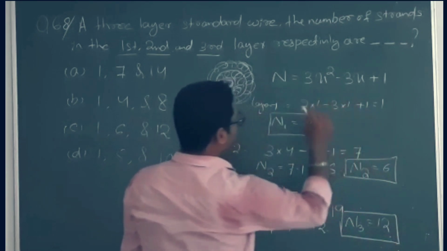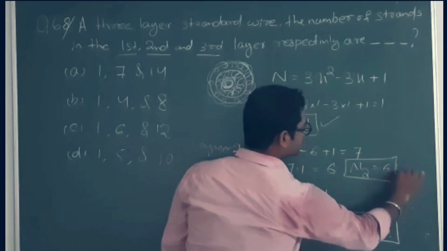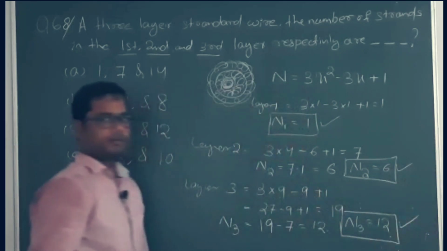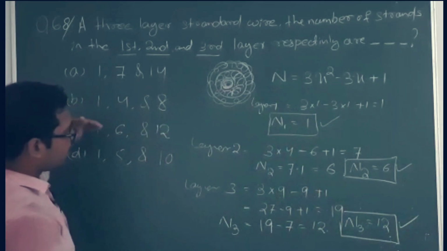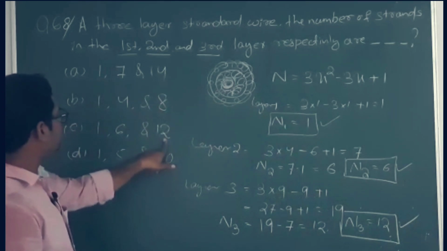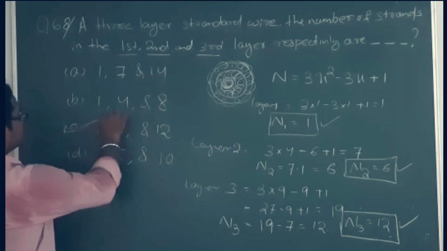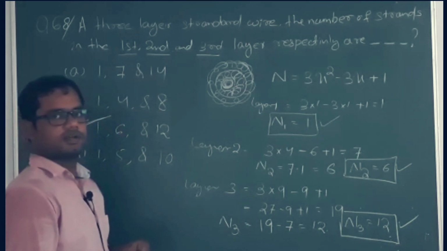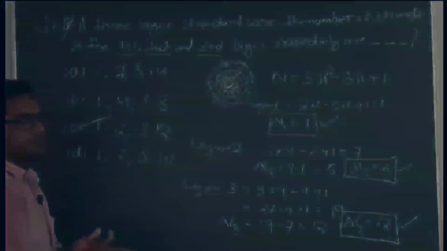Okay, so for layer 1, for layer 2 6, for layer 3 12 number of strands are there. So 1, 6 and 12. 1, 6, 12. So answer number C will be the correct answer. So moving to the next question.